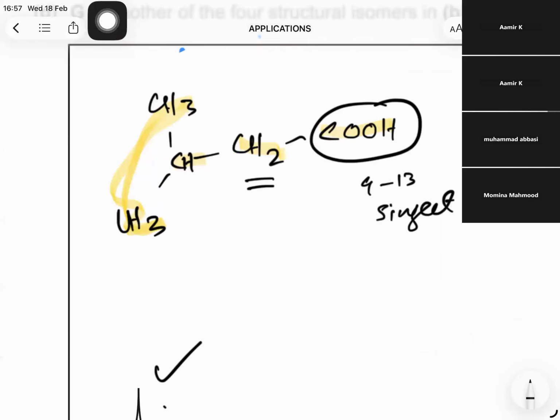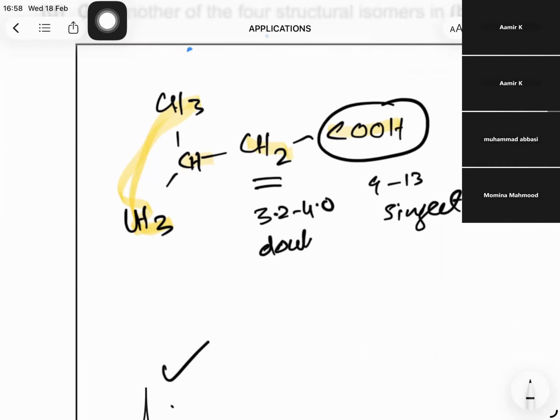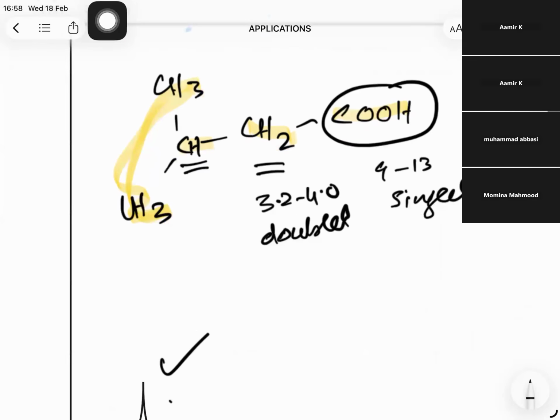What about this? 2.2 to 3 or 3.2 to 4? Next to C double bond O. 3.2 to 4. And what will be the splitting? Doublet. Why doublet? Neighbor mein there is 1 hydrogen, okay? 2.2. Next to CO is 2.2 to 3.